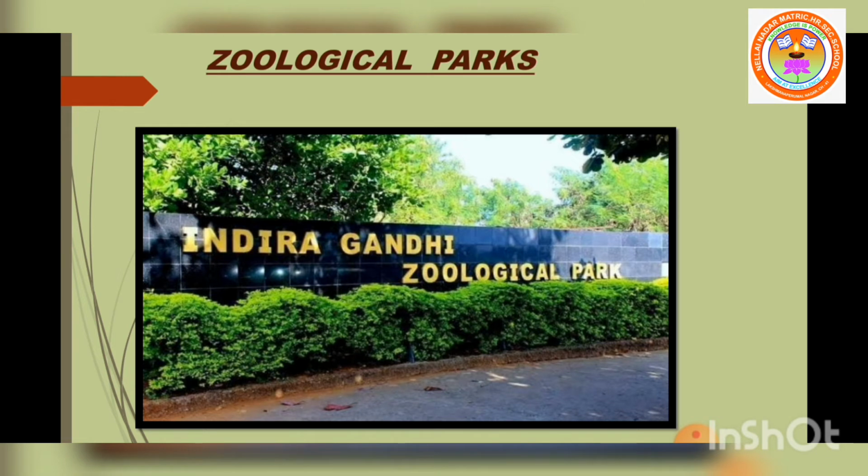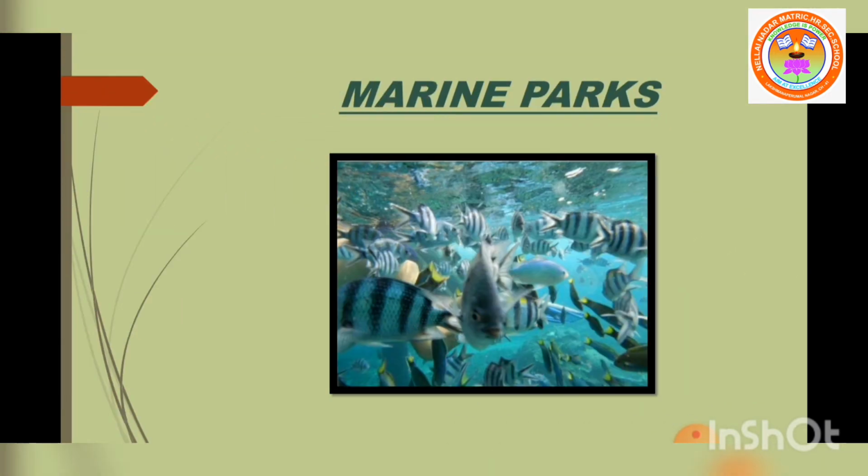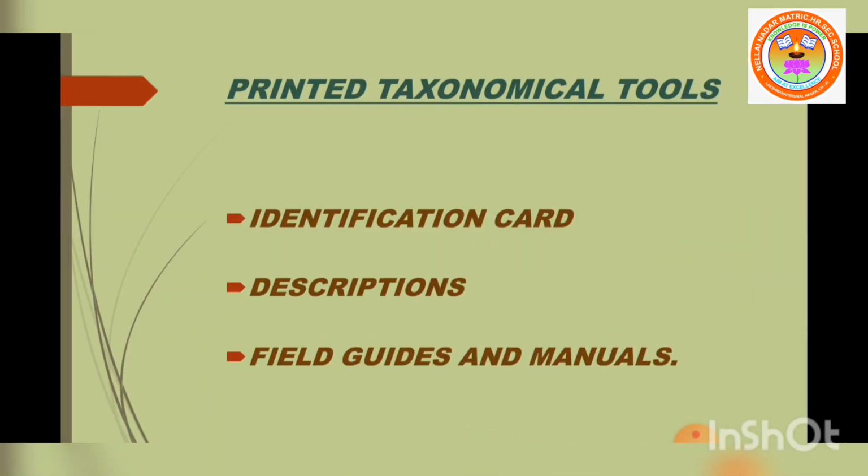Next, zoological parks. This is also another important classical taxonomic tool. These are places where wild animals are kept in protected environments under human care. It enables us to study their food habits and behavior. Marine parks. Marine organisms are maintained in protected environment. So this is also another classical taxonomic tool. Next, printed taxonomical tools consist of identification cards, description, field guides, and manuals. So these are all the classical taxonomic tools. It includes taxonomical keys, museum, zoological parks, marine parks, printed taxonomic tools.